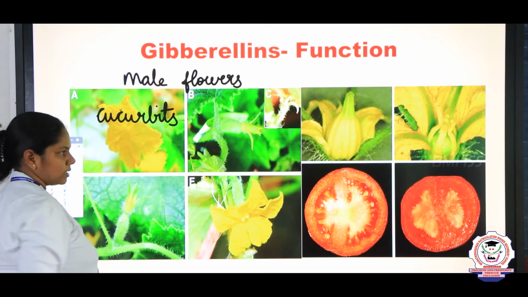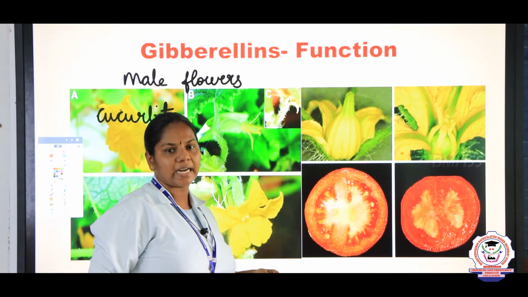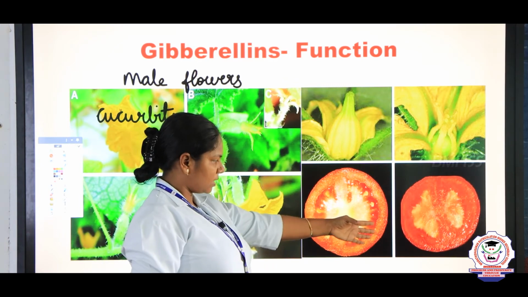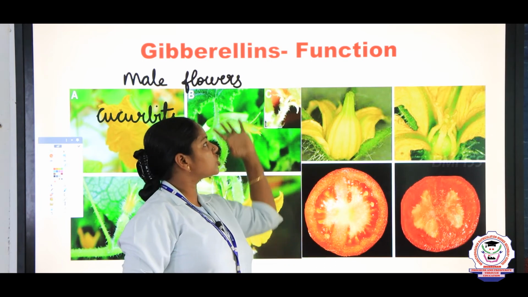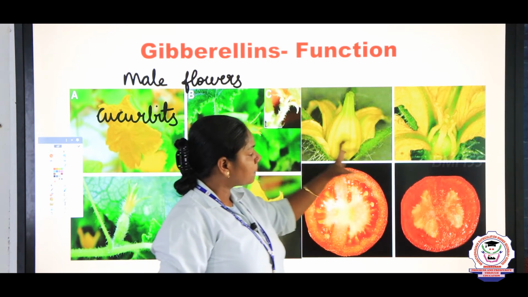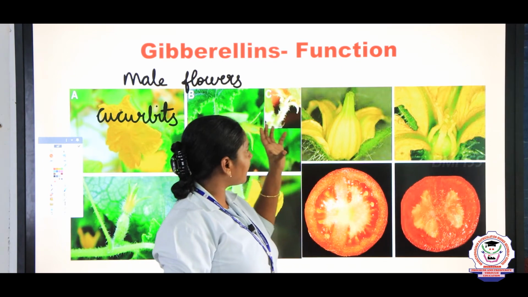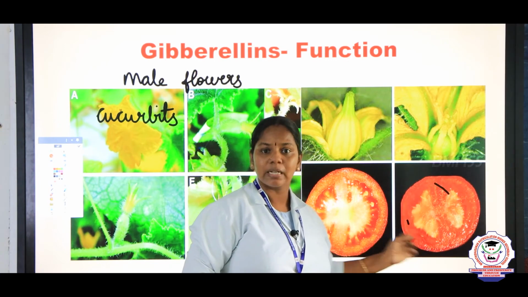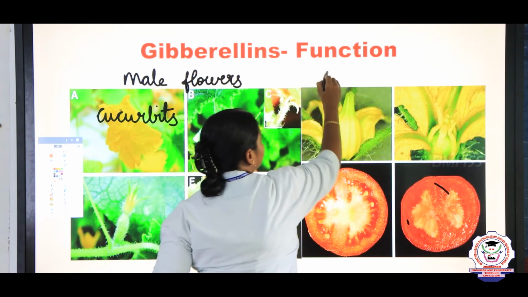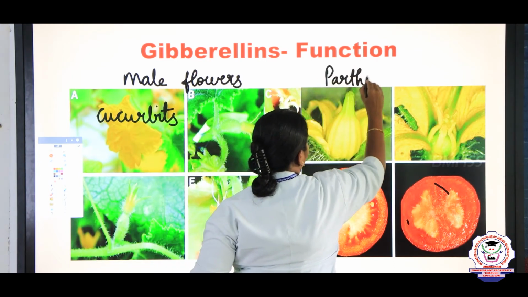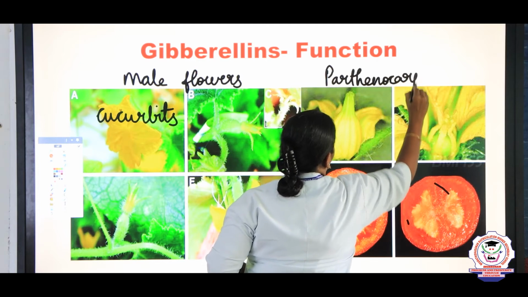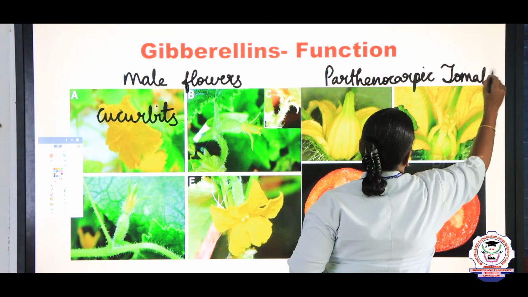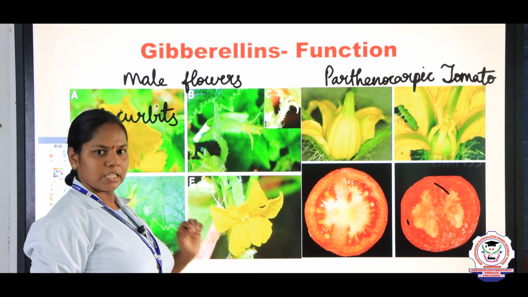Cucumber, right. And one more important function is that it is responsible for producing parthenocarpic tomatoes. Actually it's a normal tomato with seeds. After stimulating with this gibberellin, the seeds were absent. So this has the capacity to induce parthenocarpy in the tomato. Just look at this, children, there are no seeds in this tomato. So another important function is that it is responsible for producing parthenocarpic tomatoes.